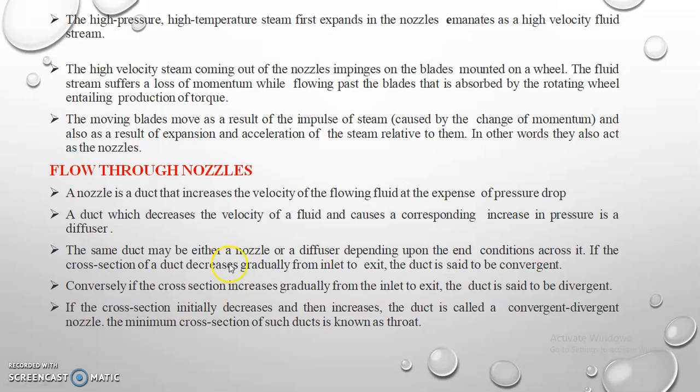The same duct may be either a nozzle or a diffuser depending upon the end condition across it. If the cross-section area of the duct decreases gradually from inlet to exit, this duct is known as a convergent section, or convergent nozzle. Conversely, if the cross-section increases gradually from inlet to exit, it is known as a divergent section. If the cross-section initially decreases and then increases, it is known as a convergent-divergent nozzle. The minimum cross-section of such a duct is known as the throat.